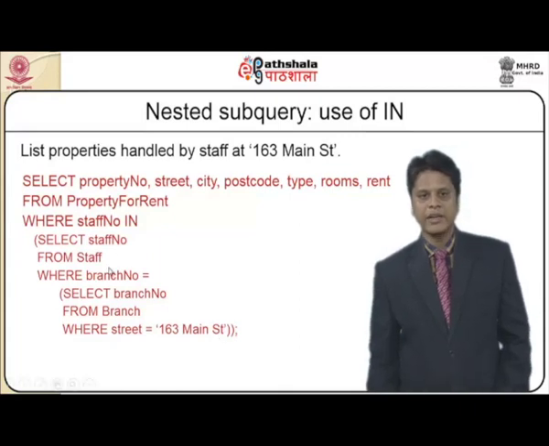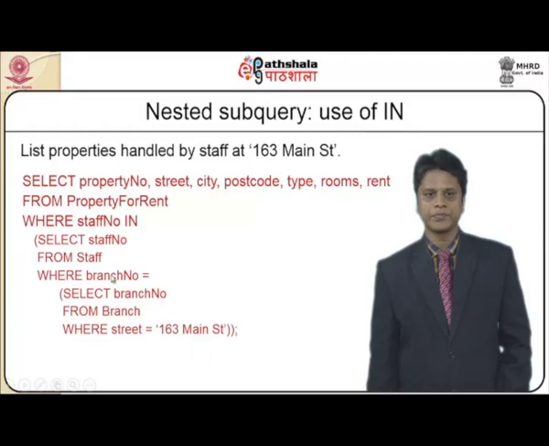So it will initially process this internal statement, it will select the branch number which has this as the branch street. From that it will go to the next outer query where staff number should be in this particular relation or resultant, and from there we project only these values.